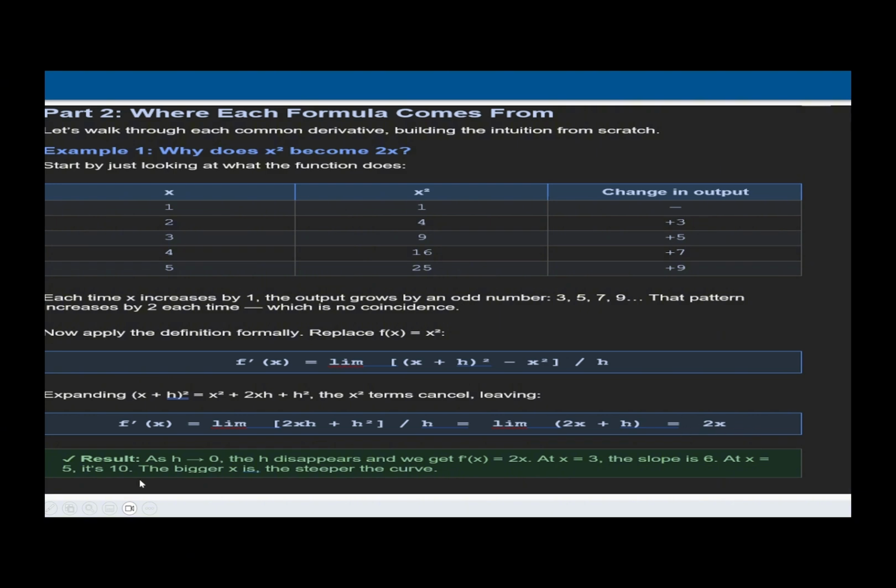So that's it. When h goes to very small, to 0, then the h disappears and we get the first derivative f'(x) = 2x. At x equal 3, the slope is 6. If x equal 5, the slope is 10. So the bigger the x is, the steeper the curve. That's what explains why the derivative of x squared becomes 2x. Okay, that's a simple one.